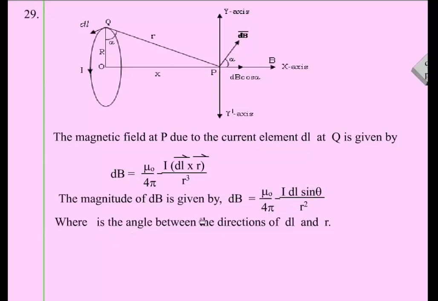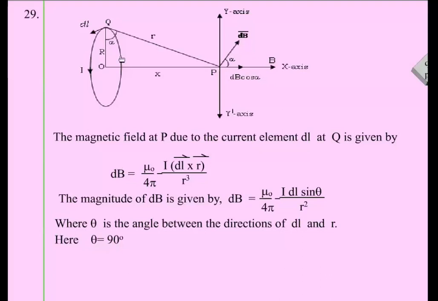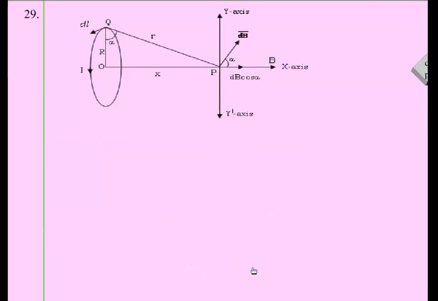So where this theta is the angle between the direction of dl and r. Here theta is equal to 90 degrees because dl is perpendicular to r. Therefore sin 90 is 1. This equation becomes dB is equal to mu naught by 4 pi, I dl by r square. Take it as equation 1.